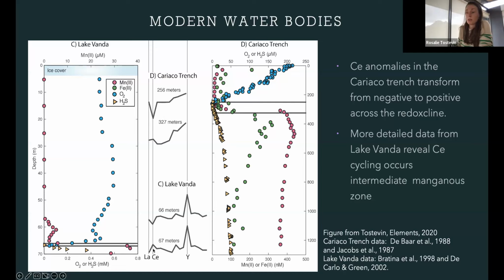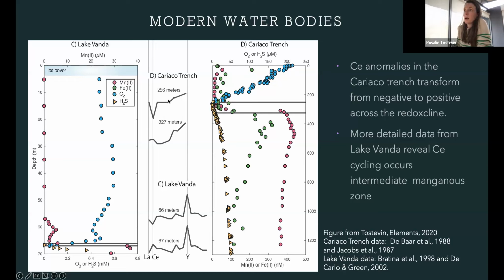cerium concentrations that were measured in solution are much higher than you would anticipate if there was no additional fractionation of cerium occurring. It's a similar story in the Cariaco Trench. So the oxygen concentrations decline by about 220 meters. And then we have the buildup of manganese in pink and iron in green, and eventually below about 300 meters, we have the buildup of euxinic conditions.